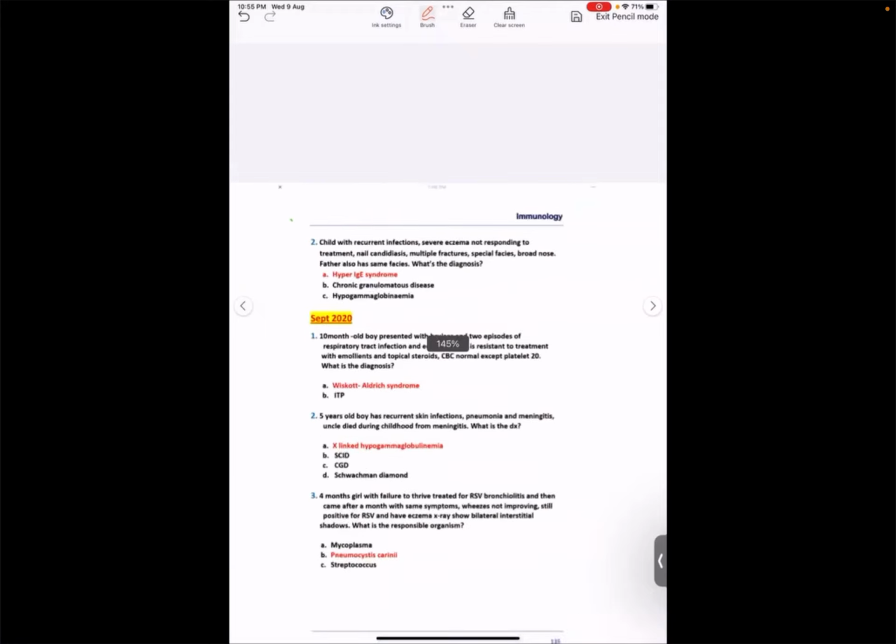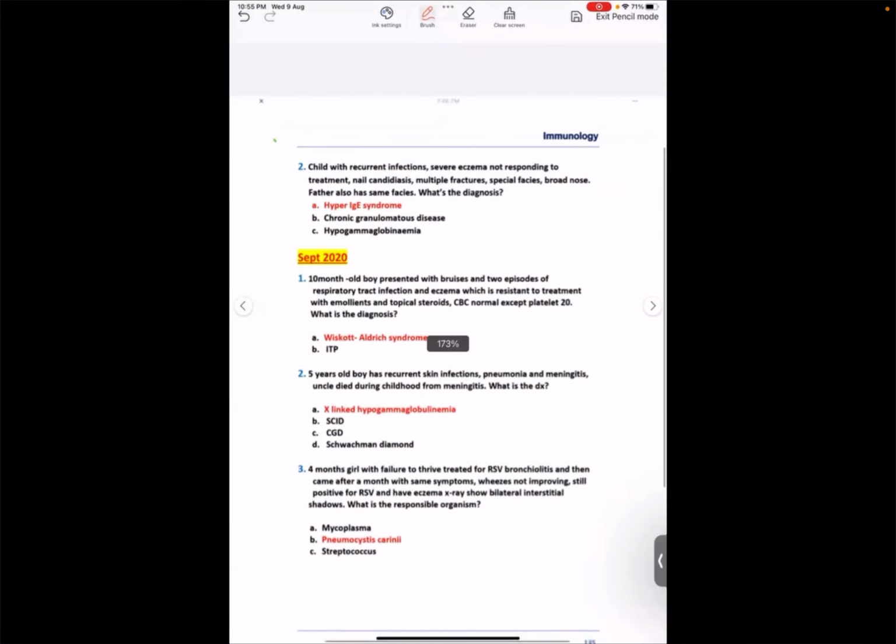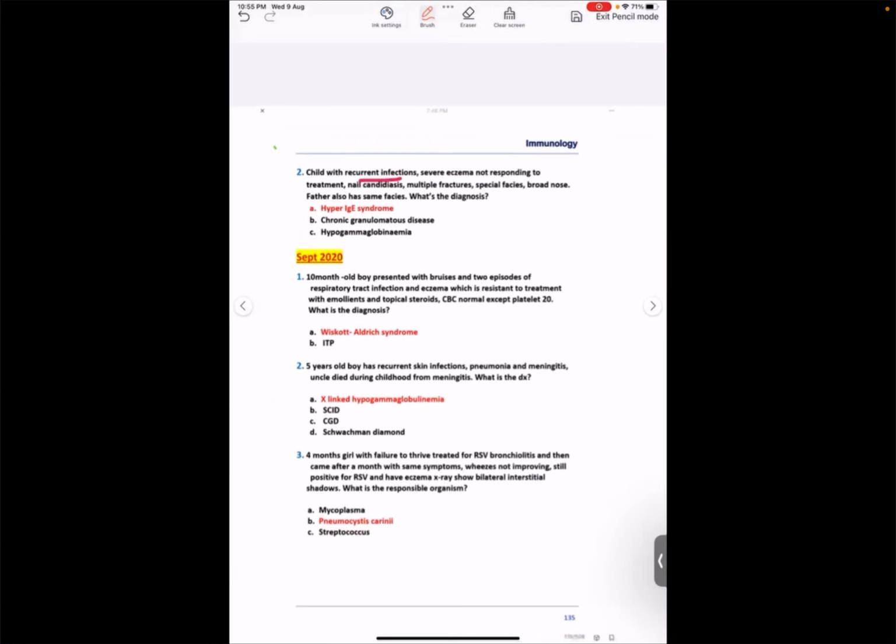so the next recall is about what? It's a child with recurrent infections, severe eczema, and not responding to treatment. Nail candidiasis, multiple fractures, special features, broad nose. Father also has the same facies. What is the diagnosis? First of all, tell me what is the inheritance here?